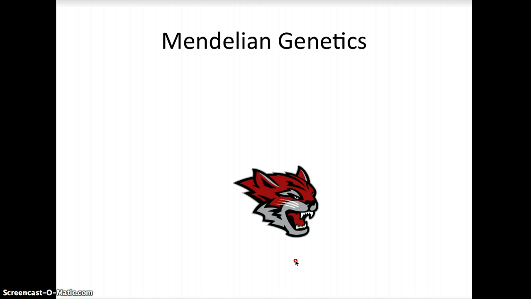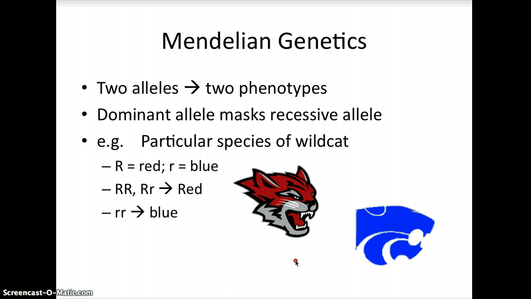The Mendelian genetics, as you're hopefully well aware at this point, has to do with two alleles, and you end up with two possible phenotypes. The combination of those alleles give you different phenotypes. The dominant allele tends to mask the recessive allele in regular old Mendelian genetics with his pea plants.